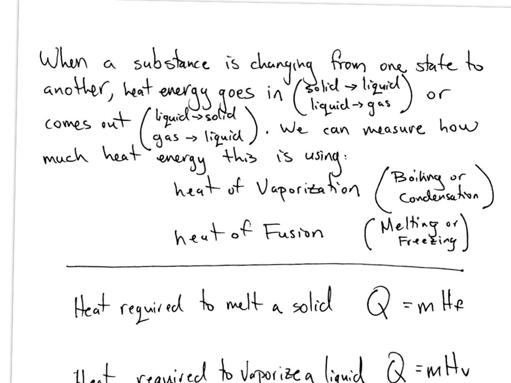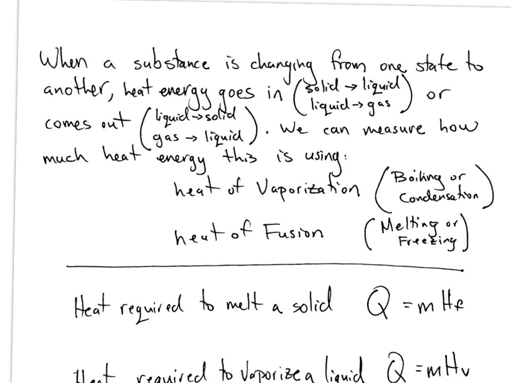Alright, so I think this is what I just said, but I'll repeat it. When a substance is changing from one state to another, heat goes in, so solid to liquid, that's melting, and liquid to gas, that's evaporation, vaporization, boiling. Or energy comes out, so from liquid to a solid, when water freezes, energy actually comes out of it. And in condensation, when gas turns into a liquid, energy comes out. We can actually measure how much heat energy this is using.